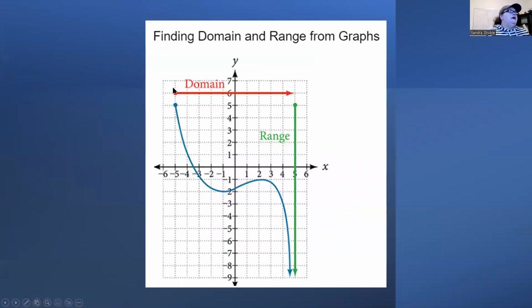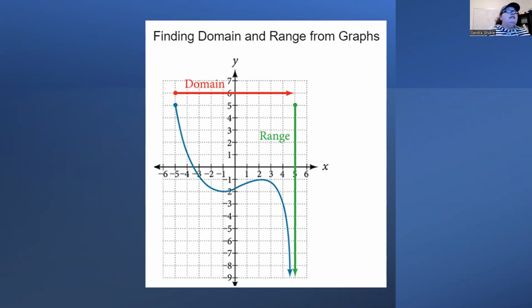Okay, so for the domain, it starts at -5. Domain's only going to be utilizing the x-axis, and -5 is included, and then it keeps going to positive infinity. So I would have a bracket -5, comma, infinity, parenthesis for my domain.